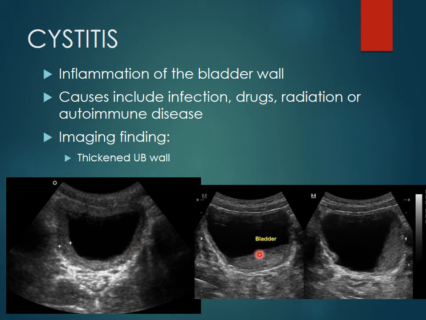Also, one may be able to identify sediments within the bladder lumen, and usually these sediments are mobile, wherein when the patient is asked to change position from supine to lateral decubitus, you would be able to see that these internal debris or sediments would also move when the patient changes position.